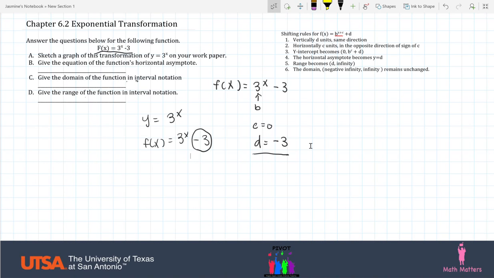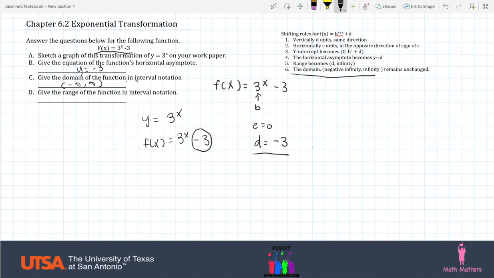And just to go back to the problem, let's skip A for now. And then for B, we're asking for the horizontal asymptote. So that's going to be rule number 4. It says that y = d. Because we know that our d is negative 3, the answer for B is going to be y = -3.